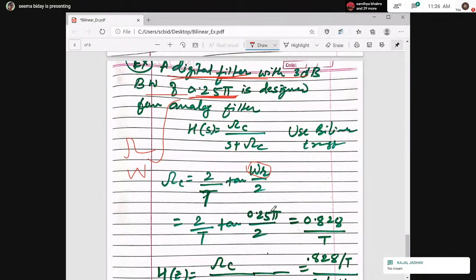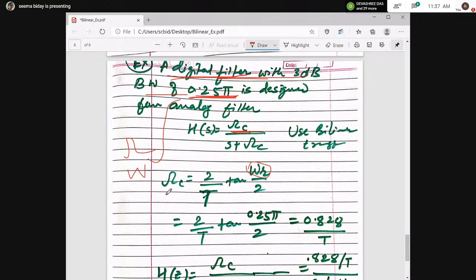We are solving three different types of examples. In one of the examples, they gave you omega C, some number, in the form of S plus this number. From that, we converted it to omega R, WR. But here, a digital filter with 0.25 pi radian W is given. So now use the conversion formula.